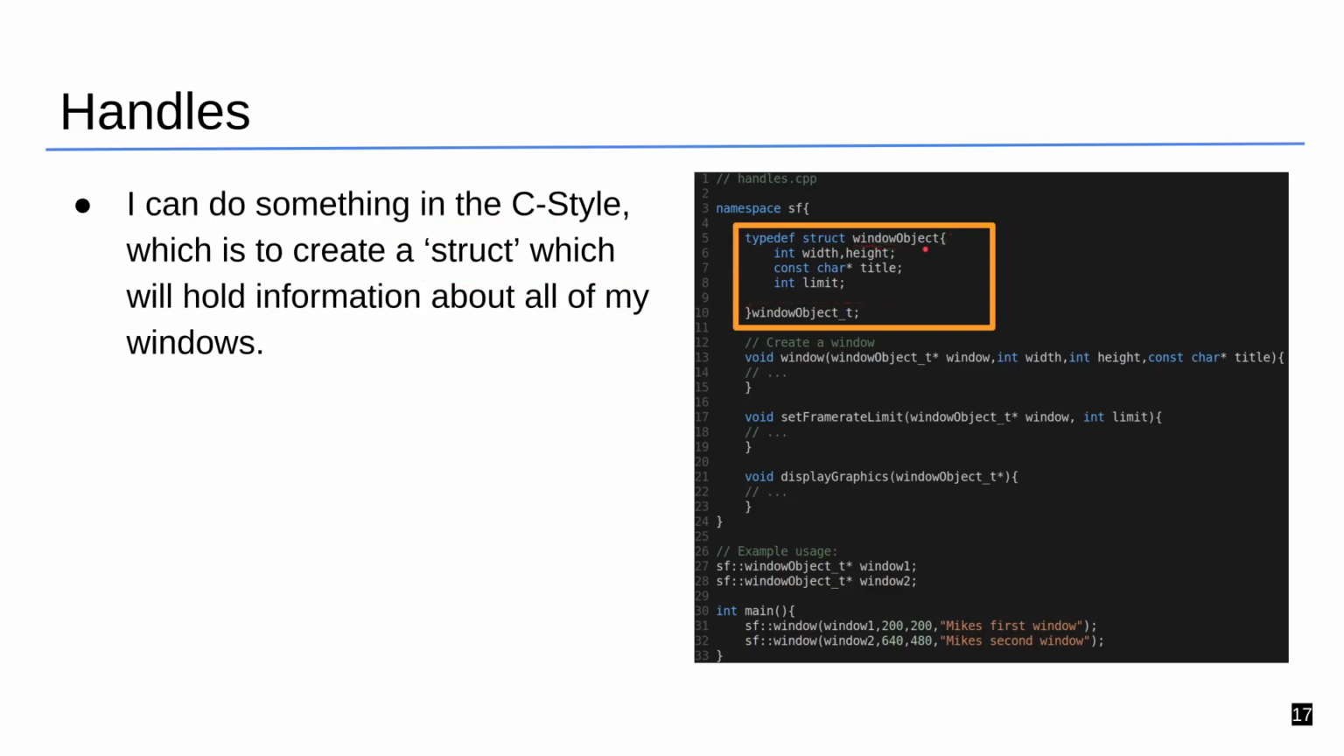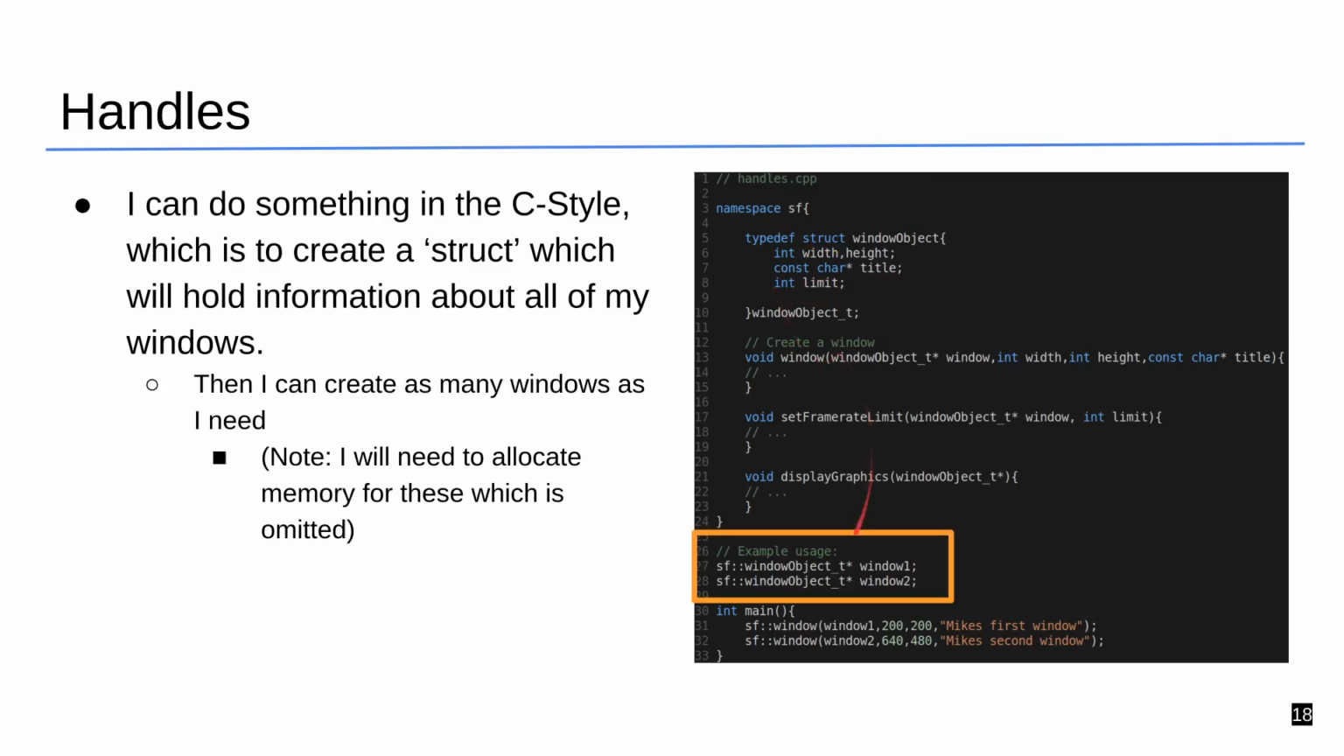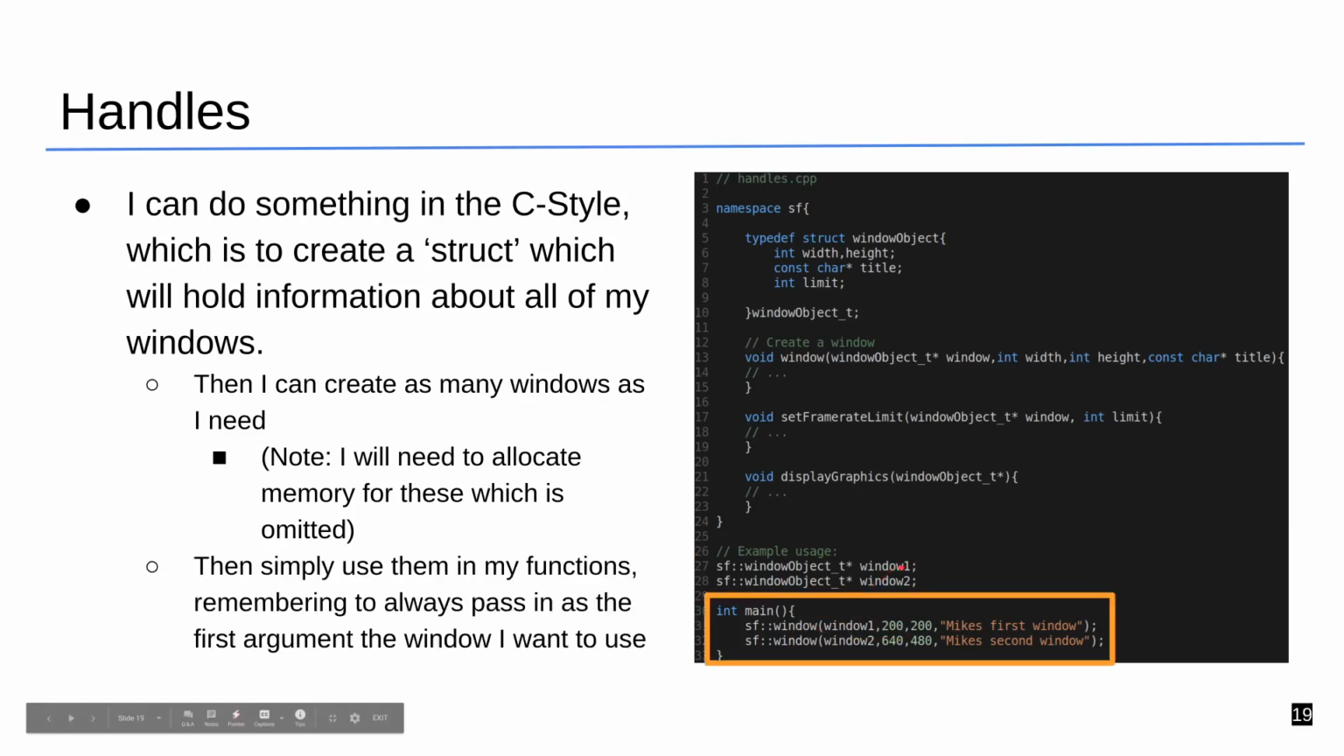I'm just going to call it window object, and it's going to represent a window, like an actual screen, that has a width, a height, a title, and the limit is how often it refreshes. So then I can create as many windows as I want by just allocating memory for these structures. For brevity, I've just included window 1, window 2 here. Pointers to those windows, maybe they get initialized somewhere else. But now we can see window 1 and window 2.